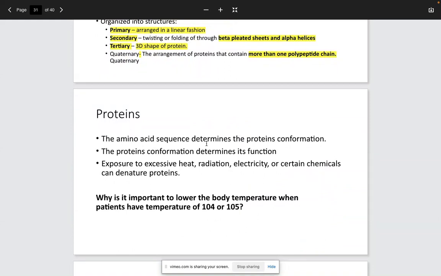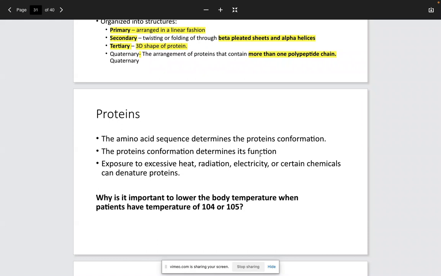Moreover, on proteins, like I previously talked about when we were talking about amino groups being a functional group, the amino acid sequence itself is what's going to determine the protein conformation. It's how they combine with each other. And then we know that the protein conformation will determine its function. Okay, so structure determines function. That's a very important concept to become familiar with, right?